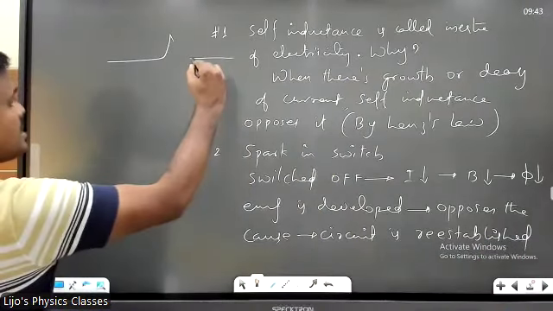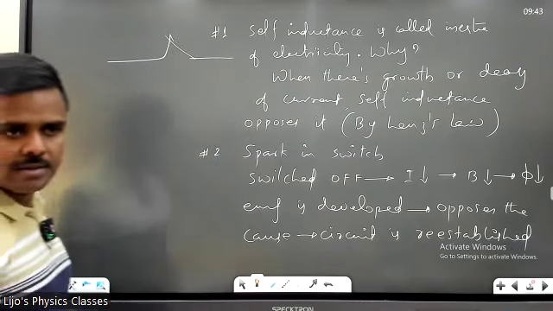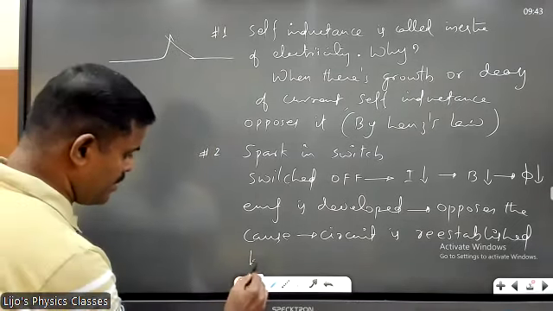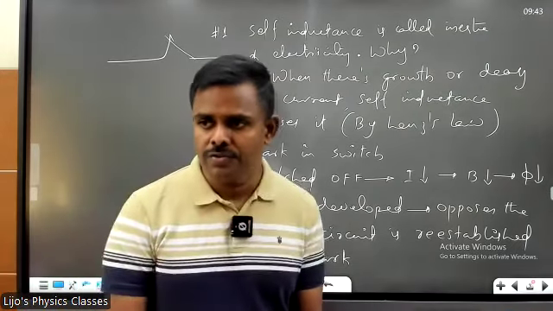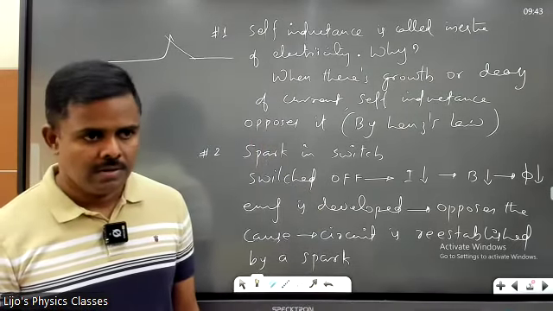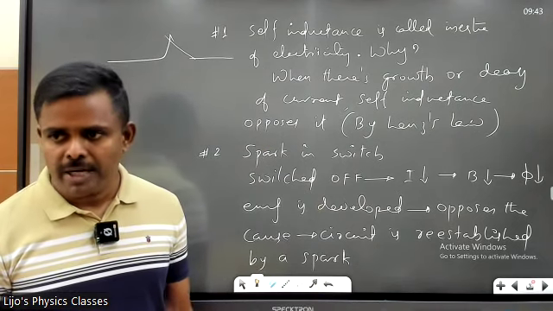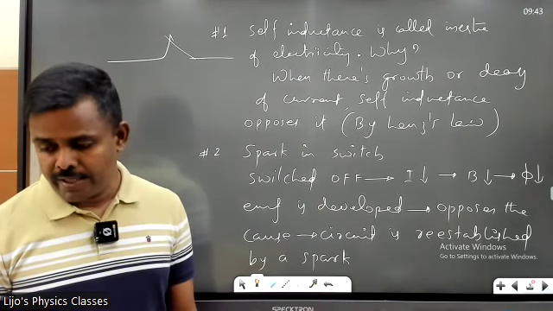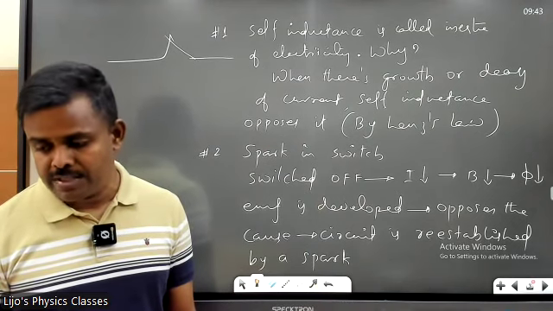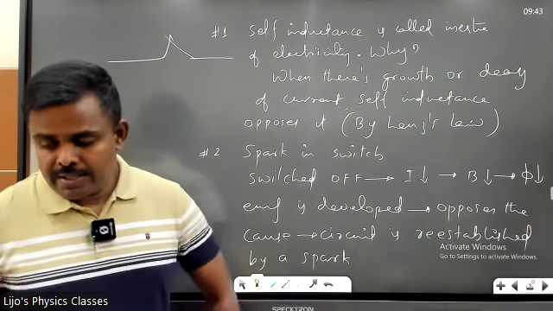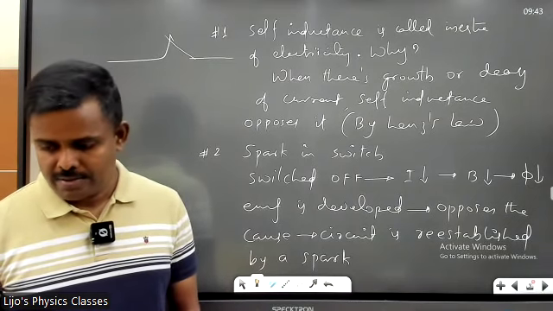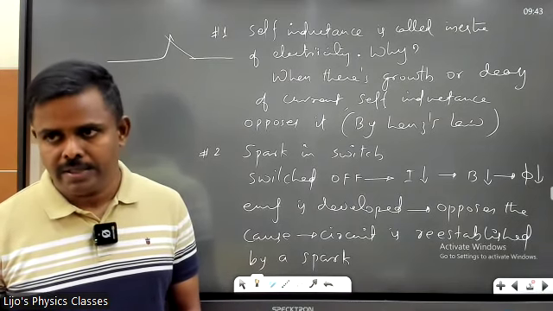The broken contact, this is the broken contact, there will be a spark. The broken contact is re-established by a spark. This is why you see the spark only when switching off, not when switching on. Sparks are seen when circuits are switched off. Spark in switch, switched off, current decreases, field decreases, flux decreases, EMF is developed. Opposes the current, circuit is re-established by a spark. Okay. By a spark. Got it?